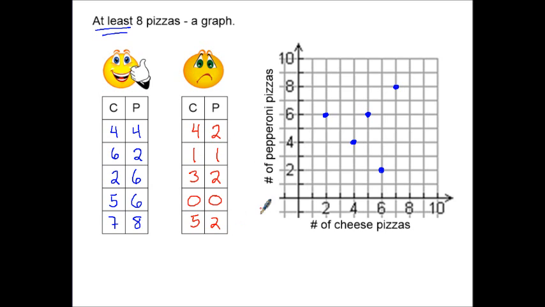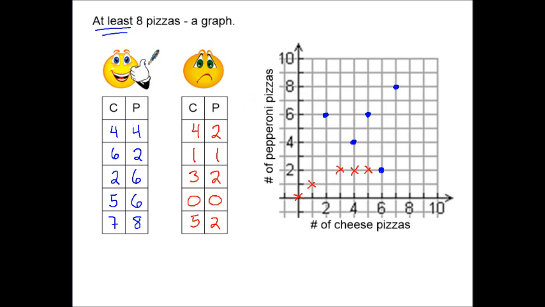Now, plotting our bad ones, I'm going to use little X's for this. So 4 and 2, that's bad. 1 and 1, also bad. 3 and 2, bad. 0 and 0 was bad. We got 5 and 2 was bad. Okay, you kind of see a little bit of stuff forming, but let's go a couple steps deeper.